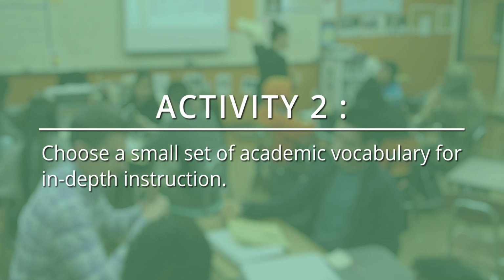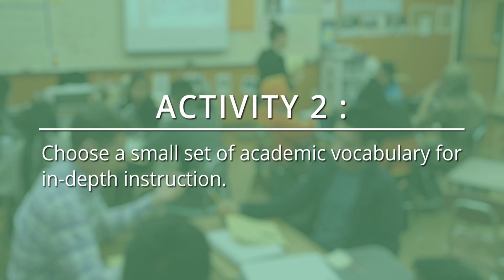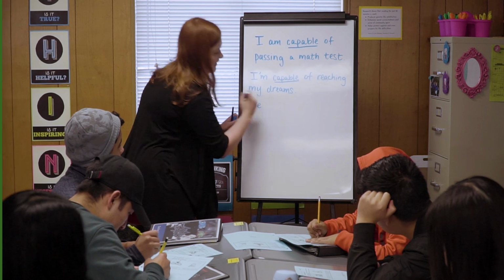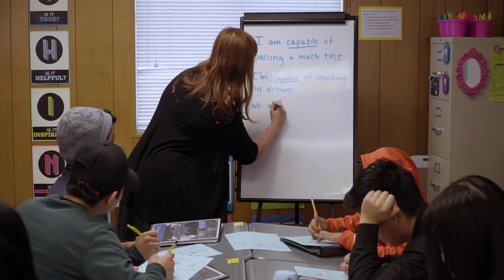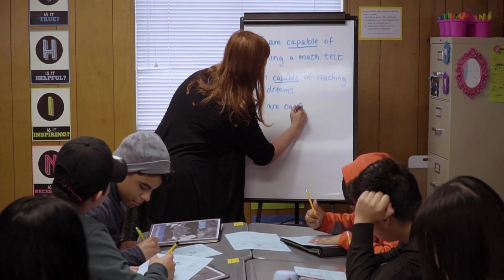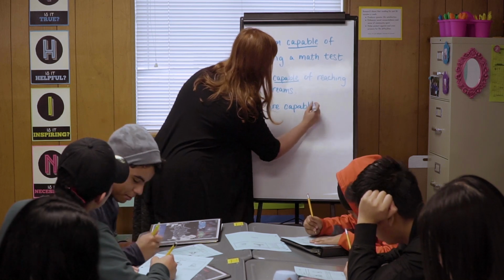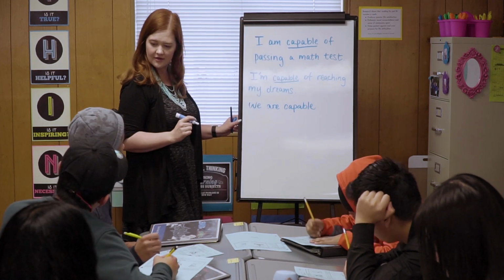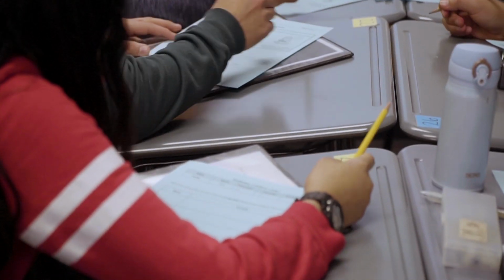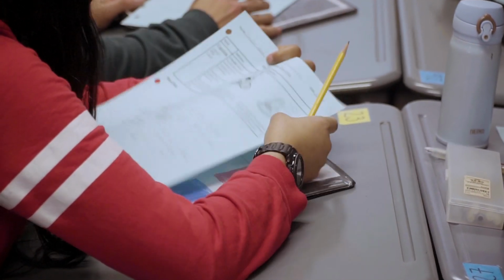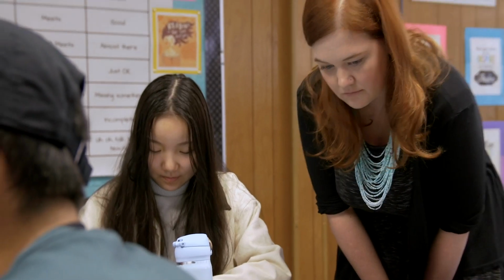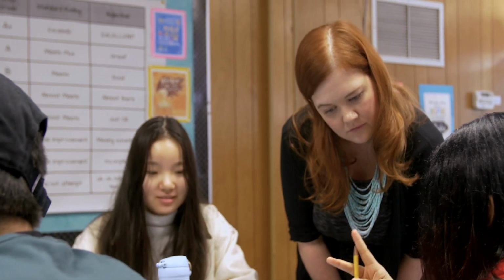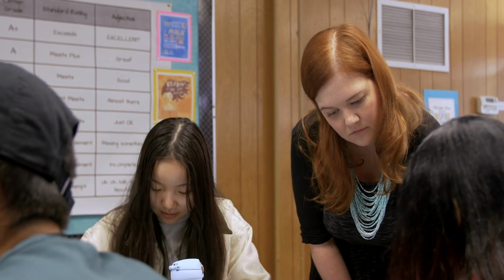Activity 2. Choose a small set of academic vocabulary for in-depth instruction. Select 5 to 8 words to use for instruction over the course of several lessons. By teaching an in-depth, smaller set of words useful to a student throughout school, teachers will have time to help students learn concepts and nuances associated with the words, and students will be able to use the words in writing, speaking, and listening activities in the classroom.